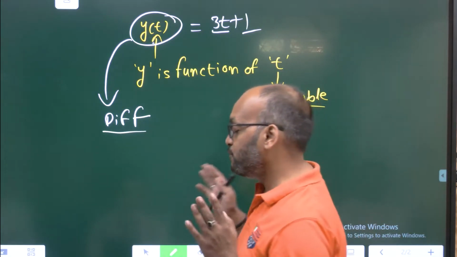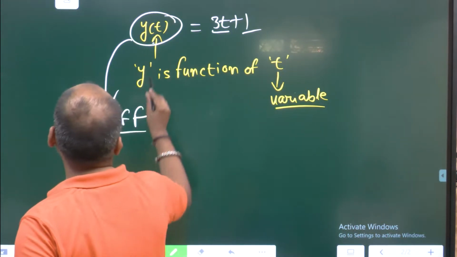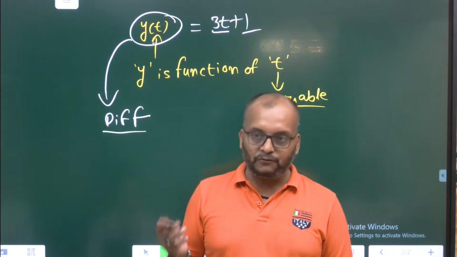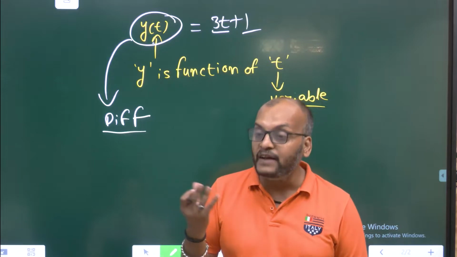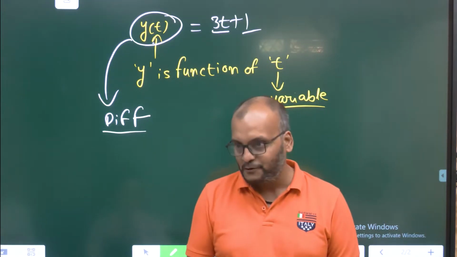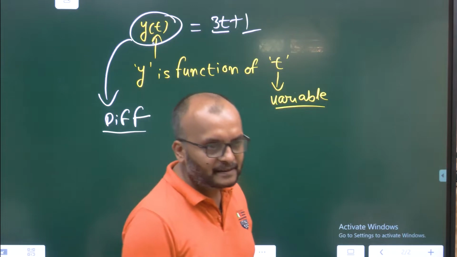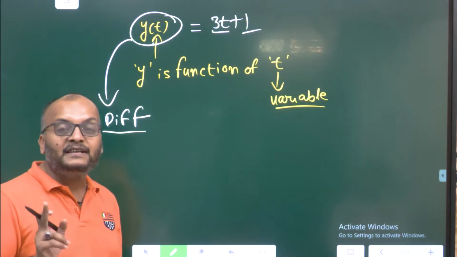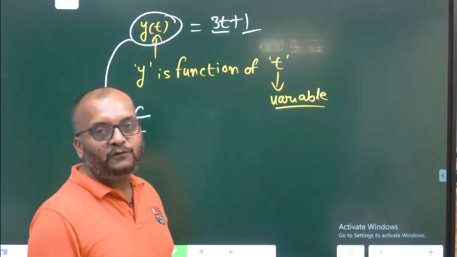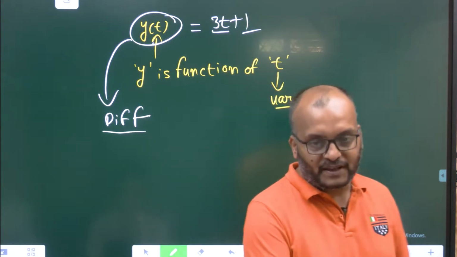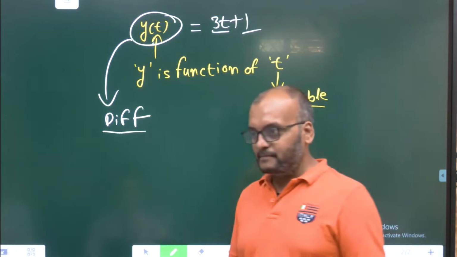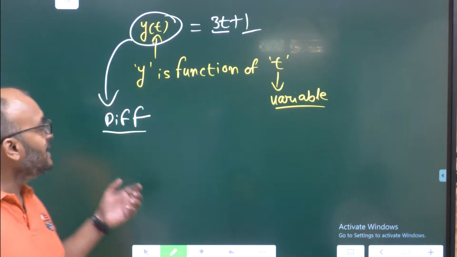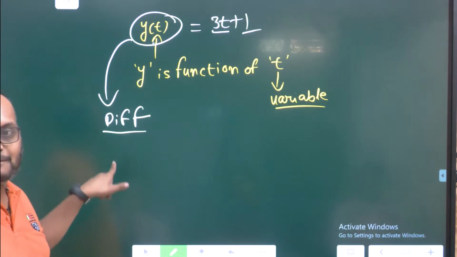So functions are divided according to the variable on which they are dependent. It's quite logical, a common sense thing. So we differentiate a function with respect to the variable on which the function is dependent. Differentiation means dividing, cutting down into smaller portions. So we will differentiate y with respect to time.